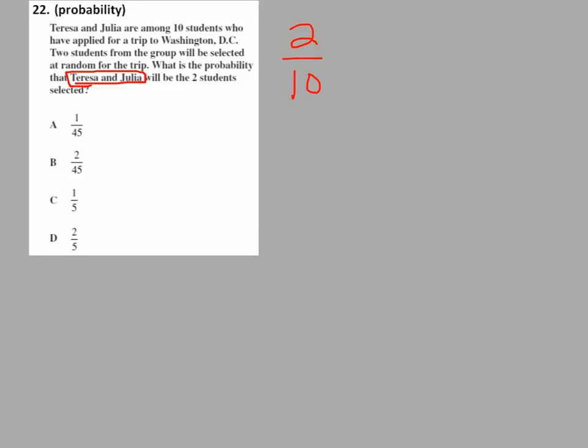Well, now there's only one of them left. It's either Teresa or Julia, because the other one's already been chosen, and we would have a 1 out of 9 chance. So what do we get?